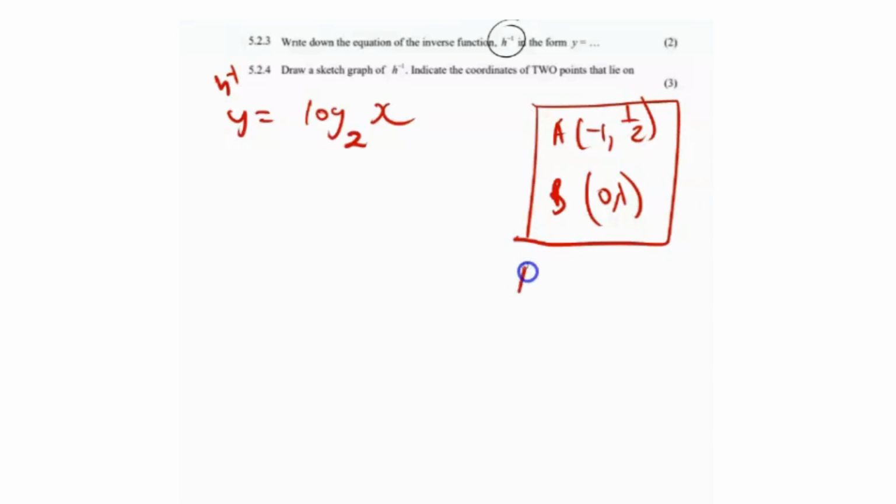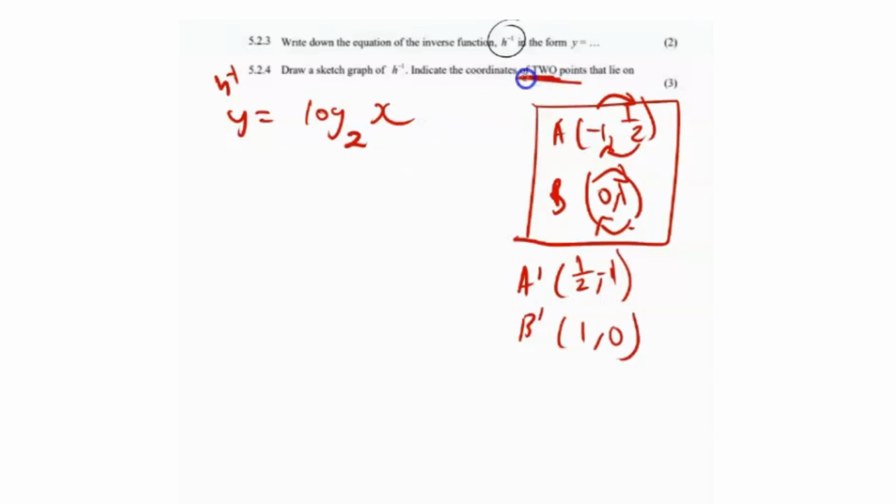So now remember, since this is the inverse, we just swap x and y. It's like a rotation, maybe. Yeah, more or less like rotation, but we just swap x and y. The x will be half and minus 1 will be our y, and here it will be 1 and 0. So it's easy for us to do this. Instead of trying to find a lot of coordinates, it's unnecessary. That's why they only mentioned 2 points.